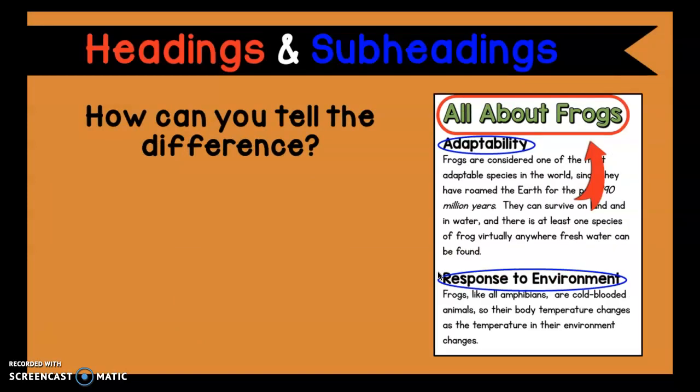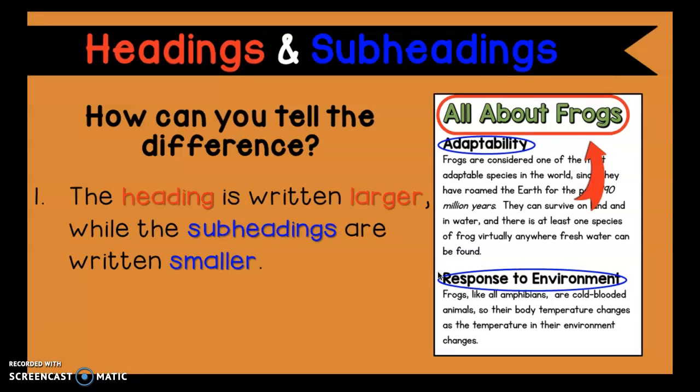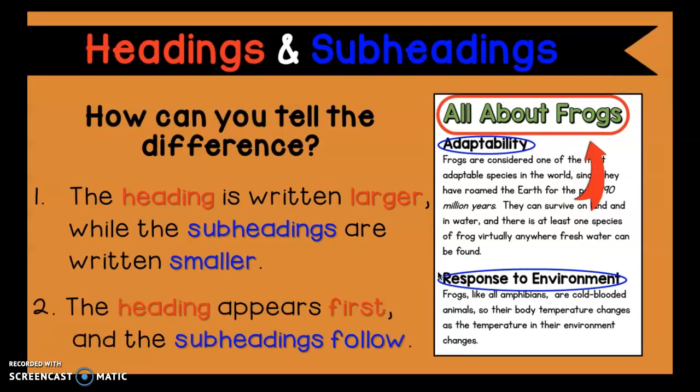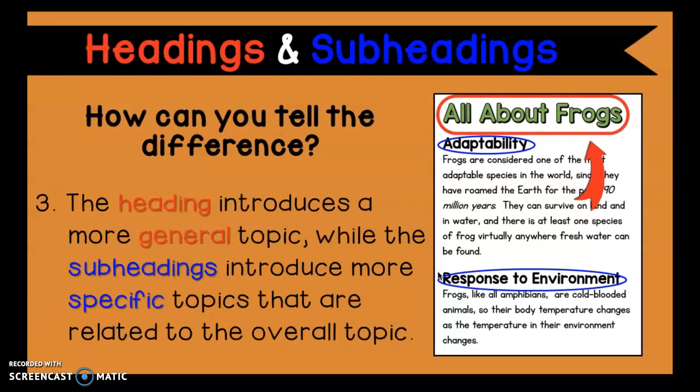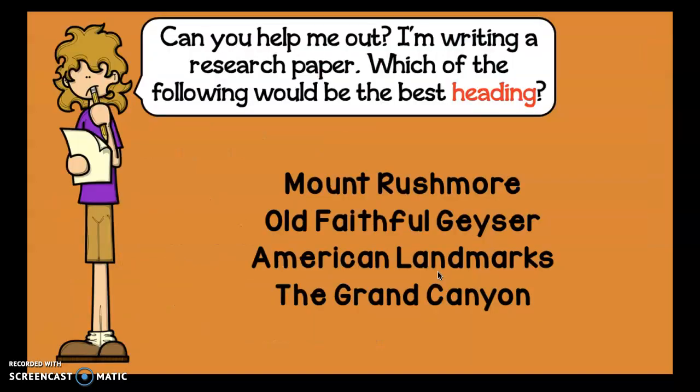How can you tell the difference between a heading and a subheading? Well, the heading is written larger while the subheadings are written smaller. The heading appears first and then the subheadings follow. Also, the heading introduces a more general topic, while the subheadings introduce a more specific topic that is related to the overall topic. Now, can you help me out?